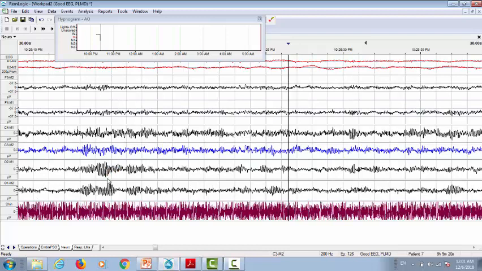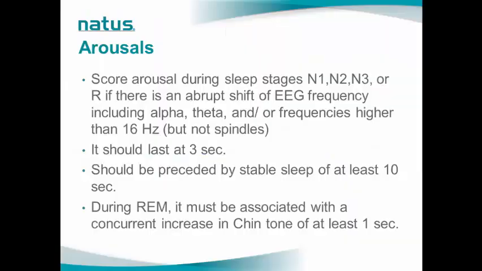In this epoch, we have a significant abrupt increase in the EEG frequency. So does this fulfill AASM criteria to score an arousal event? According to the rules, arousals should be scored during sleep stages N1, N2, N3, or REM if there is an abrupt shift of EEG frequency, including alpha, theta, and/or frequencies higher than 16 Hz, but not spindles. It should last 3 seconds and should be preceded by stable sleep of at least 10 seconds. However, during REM, it must be associated with a concurrent increase in chin EMG tone of at least 1 second.